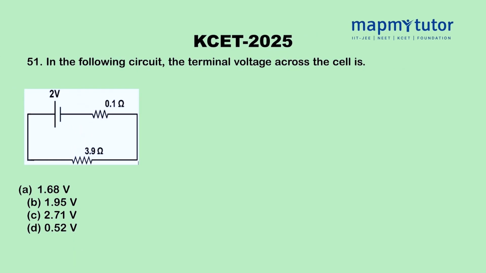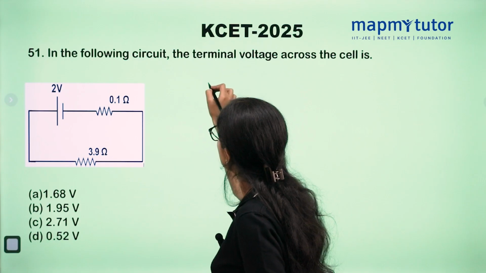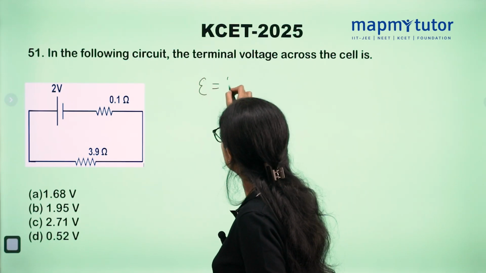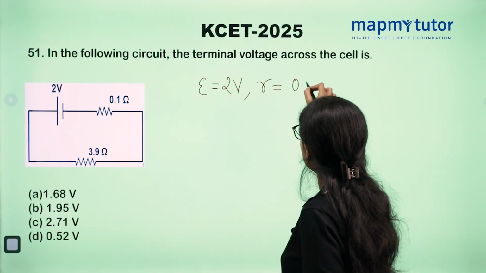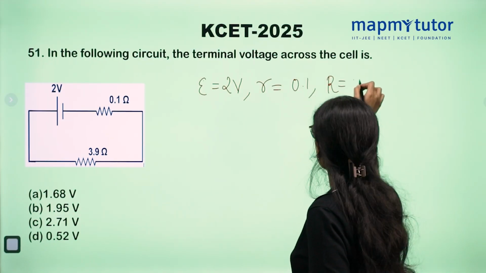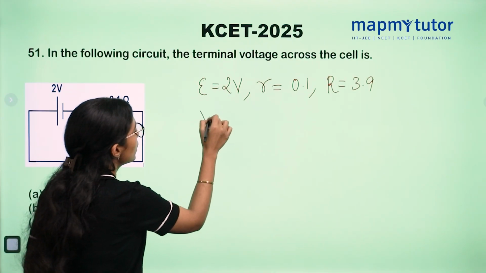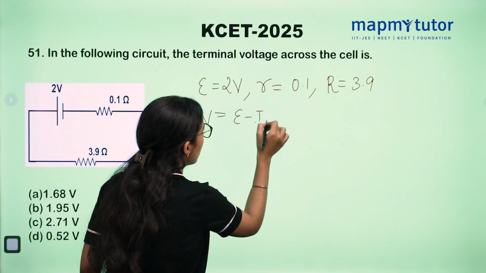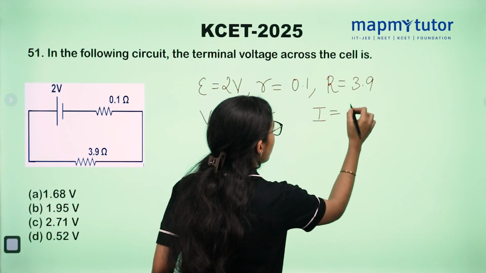In the following circuit, the terminal voltage is. So what is given to you? EMF is given to you, that is E is 2 volts. r, the internal resistance, is given as 0.1. Capital R is also given, 3.9. I is not given. So what is the formula we will use? V equal to E minus Ir. I is not given, so let's find I first. I is E by R.